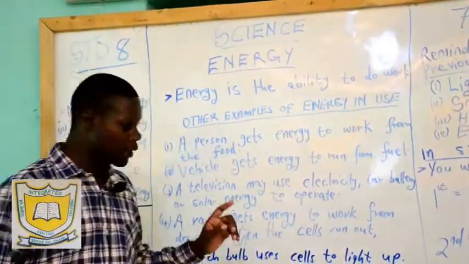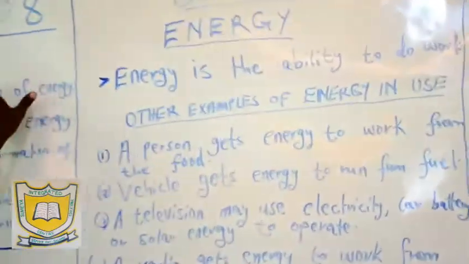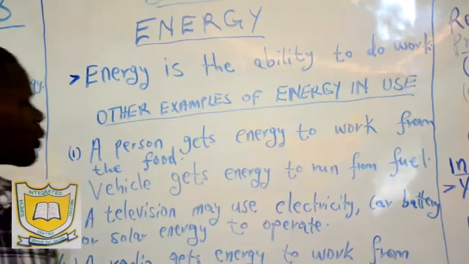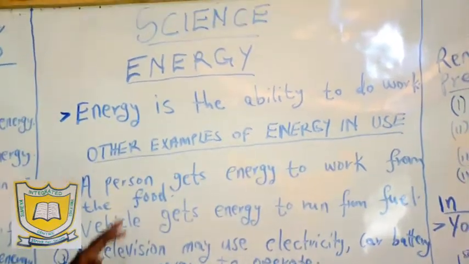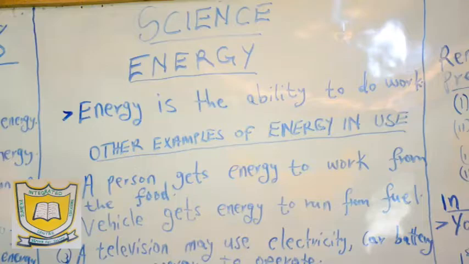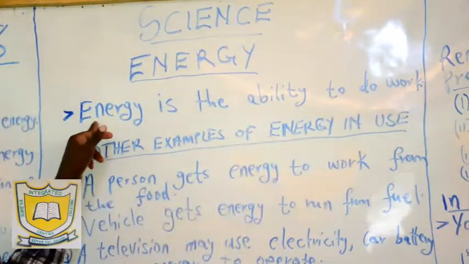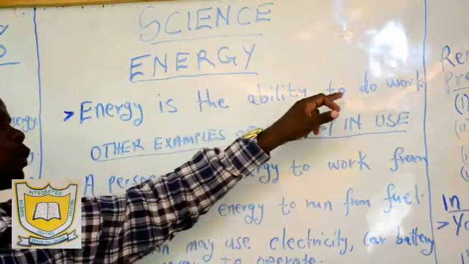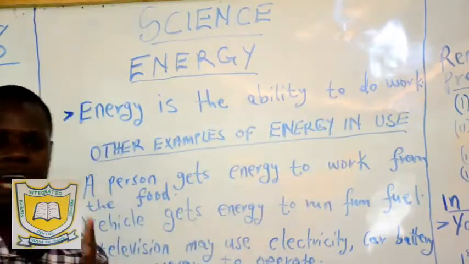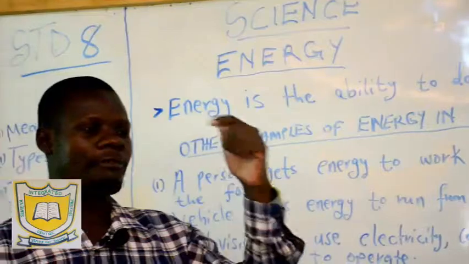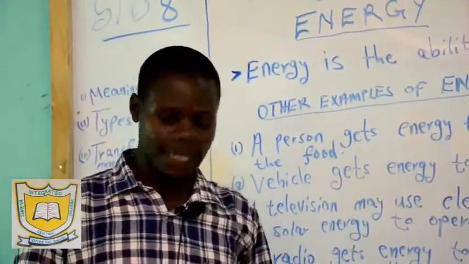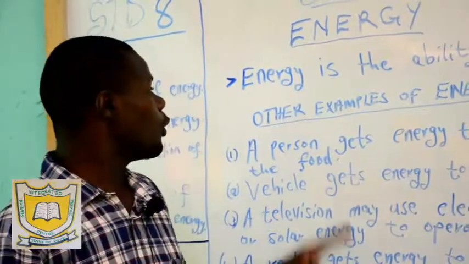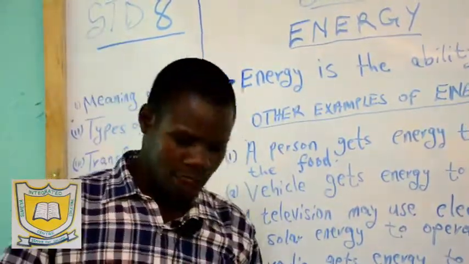Now, to start with, I said we will start with the meaning of energy. If you are asked what is the meaning of energy, what will you say? The meaning of energy, I have highlighted here, is the ability to do work. Energy is the ability to do work. For any work to be done, energy must be applied there. So that is the definition of the term energy.